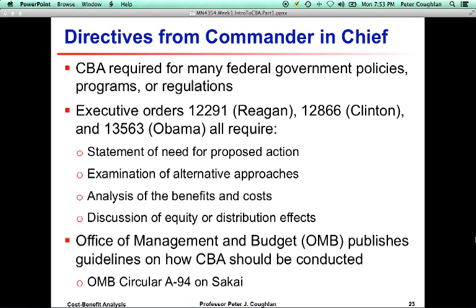And in support of these executive orders requiring CBA, the Office of Management and Budget publishes guidelines for how the CBA should be conducted. The current version is OMB Circular A-94, which is on Sakai, and which was emailed to you, which tells you in more precise terms how to actually go about doing this. How should you conduct a cost-benefit analysis for a government policy, program, or regulation?